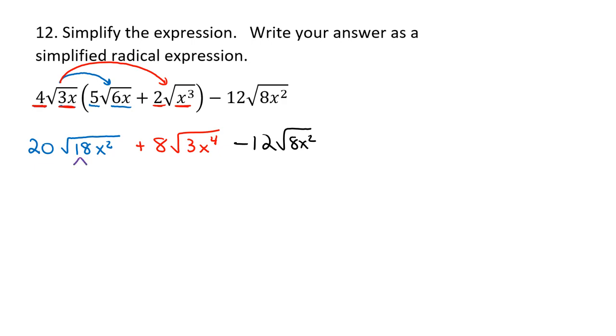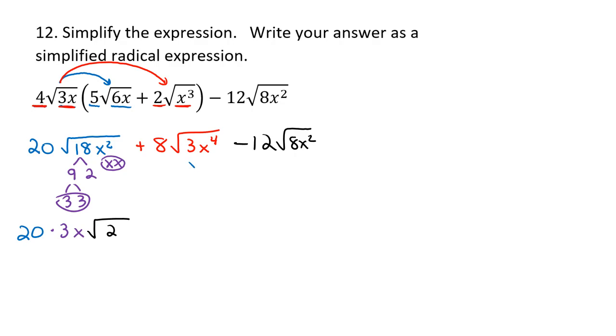So 18 is 9 times 2, which has a pair of 3 and 3. It has an x squared, so there's 2 x's. There's another pair. So outside of the radical, I'm going to have a 2, times 3, and an x. And then I have square root, and then I just have a 2 left over. Now I have my next one.